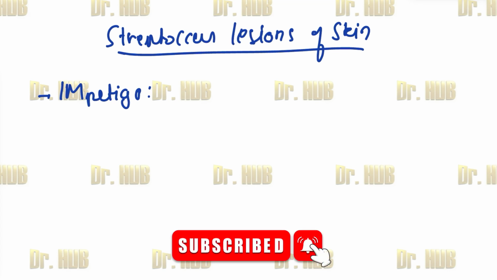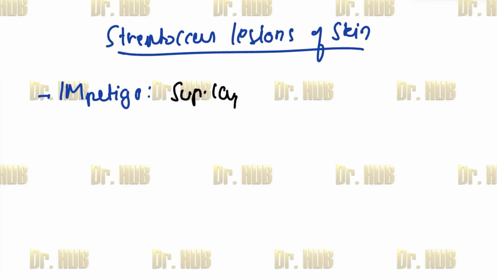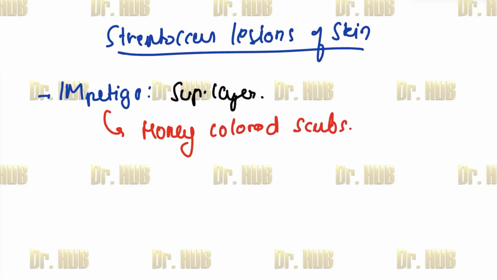So impetigo is an infection of the superficial layers of the skin, and it is present in the superficial vesicles, which break down and are encrusted by the honey-colored scabs. So it usually occurs in children.